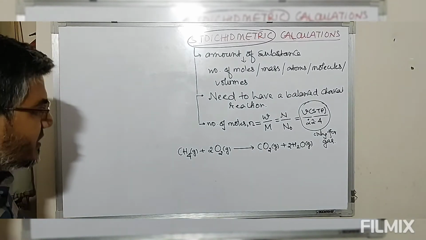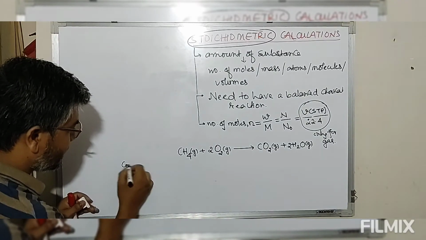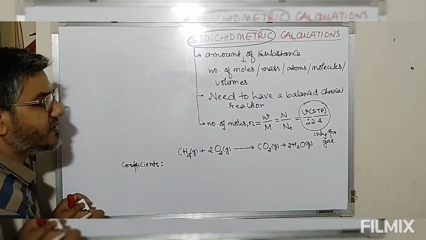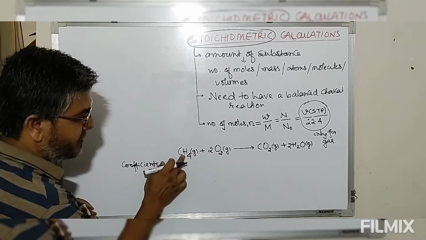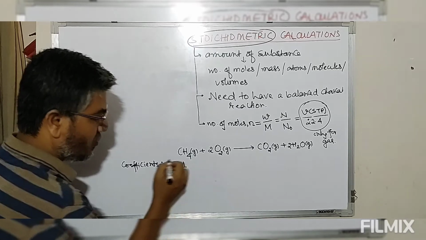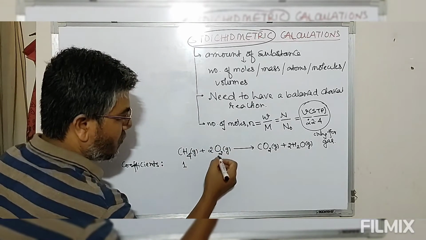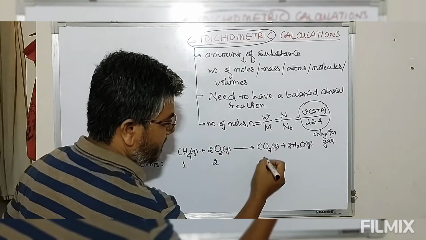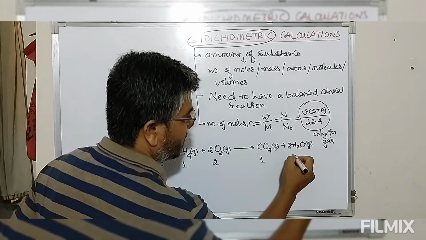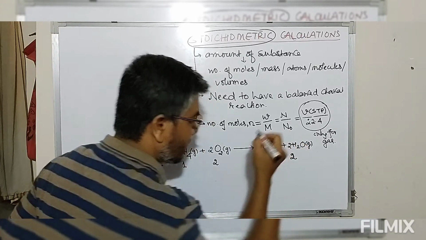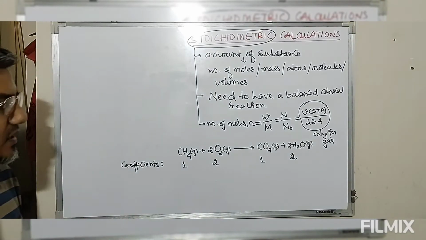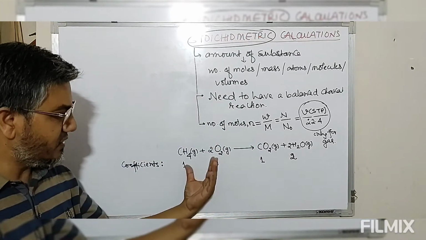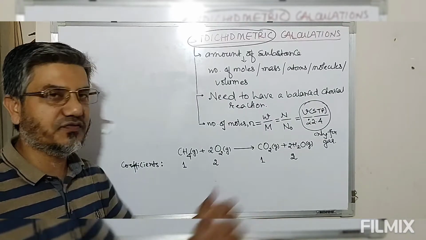Now if you look at this balanced chemical reaction, let's see the coefficients of the reactants and products. The coefficient of CH4 is 1. The coefficient of oxygen in the balanced reaction is 2. The coefficient of carbon dioxide is 1. The coefficient of water is 2. So these are the stoichiometric coefficients, that is, the coefficients of the combining molecules in the reaction, reactants and products.